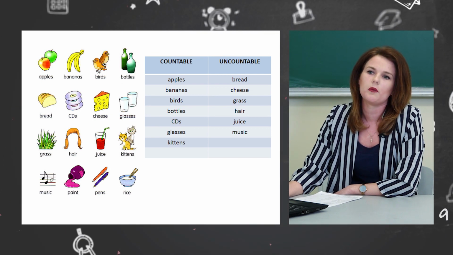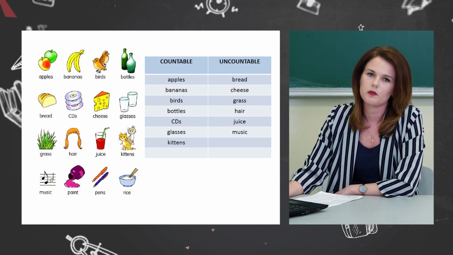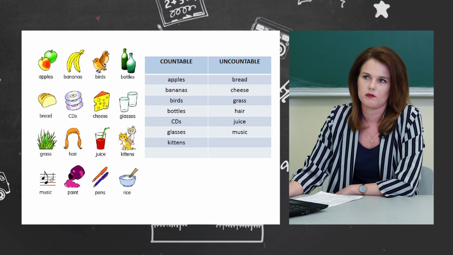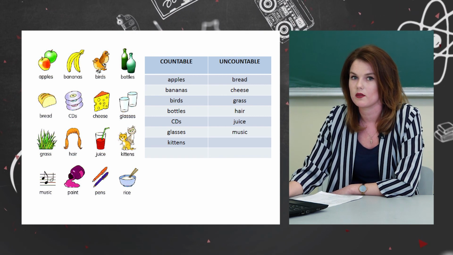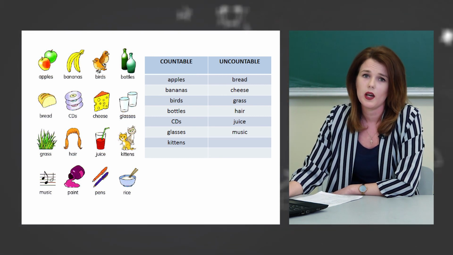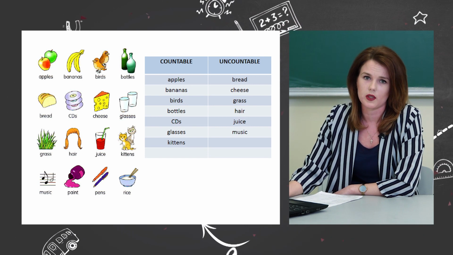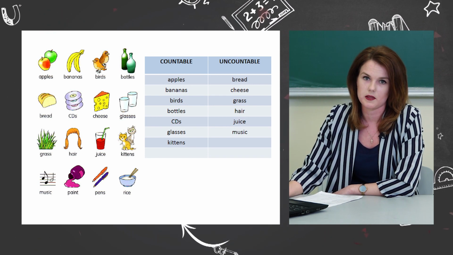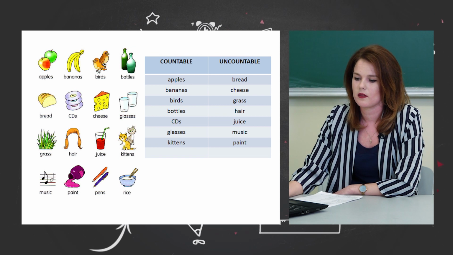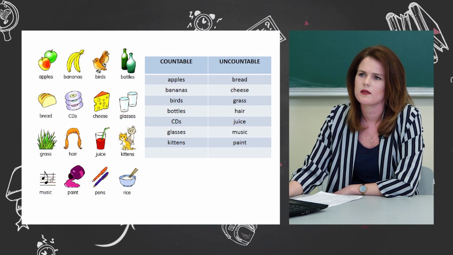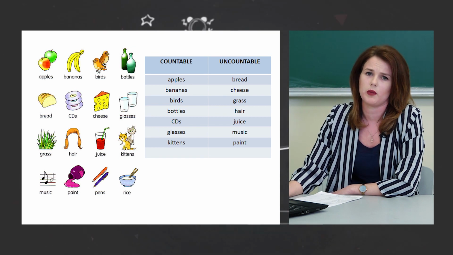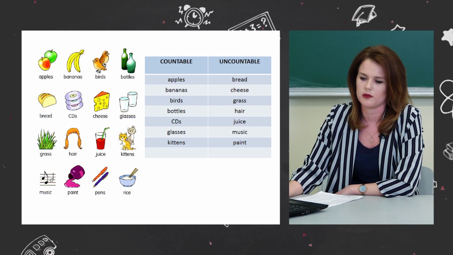Music. What can you say about music? Countable or uncountable noun? Music. 1 music, 2 music. Okay, of course no. We can't count music because music is uncountable noun. Paint. 1 paint, 2 paints, 3 paints. No, because paint is uncountable noun.